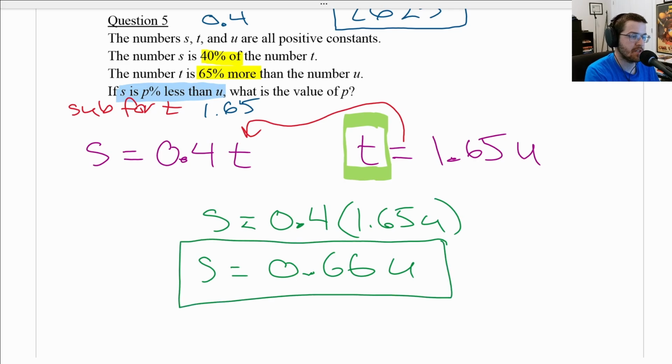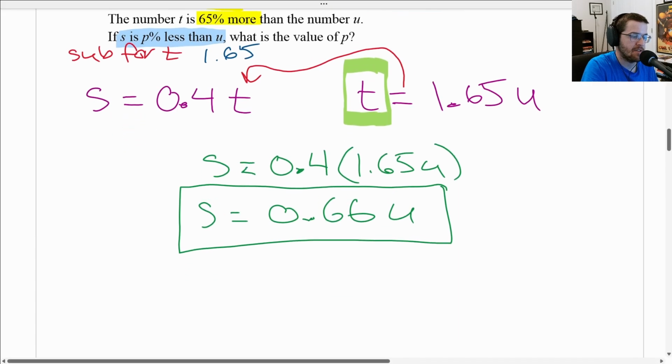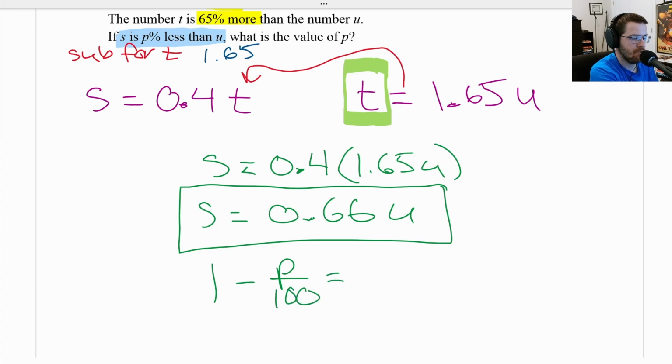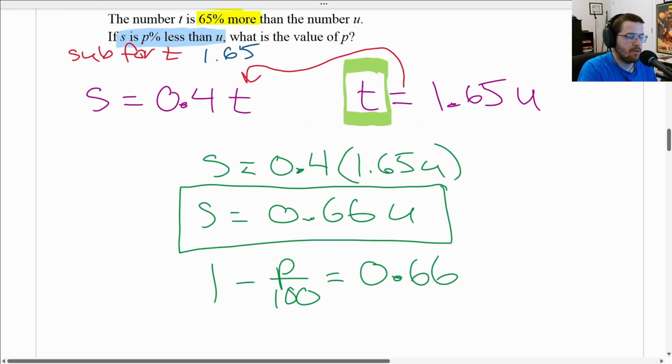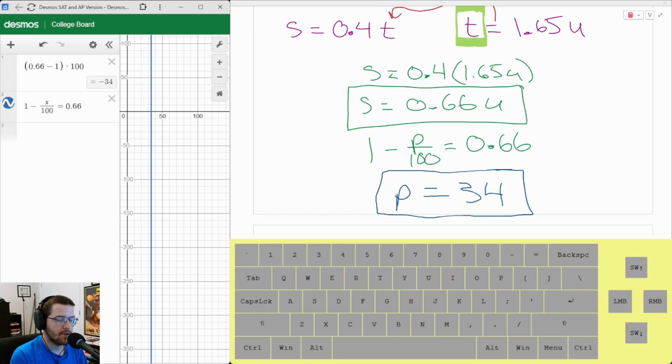So the multiplier is 0.66, but this time it says P% less. So essentially what we just discovered is 1 minus P over 100, P% less, is equal to that multiplier, 0.66. You can now go and solve that equation, or there's some stuff we can do quickly on Desmos, so why don't I show that to you? Okay, guys, so the answer is 34. It's a 34% decrease. You see if I click on it, the equation that I graphed, I get 34.